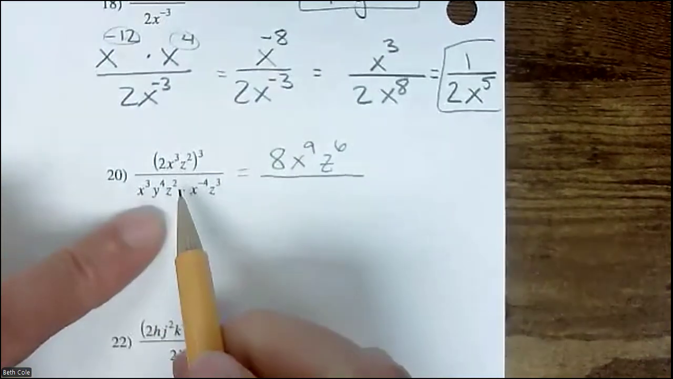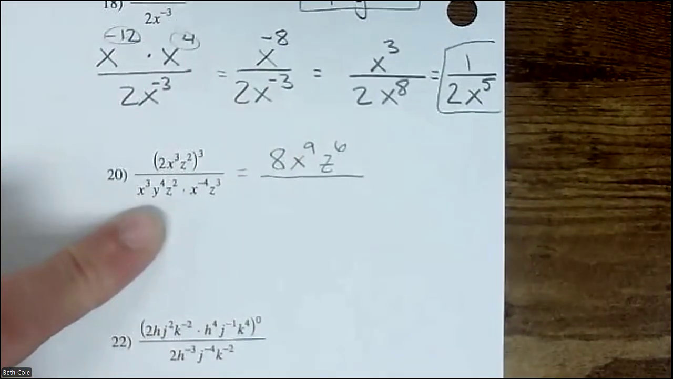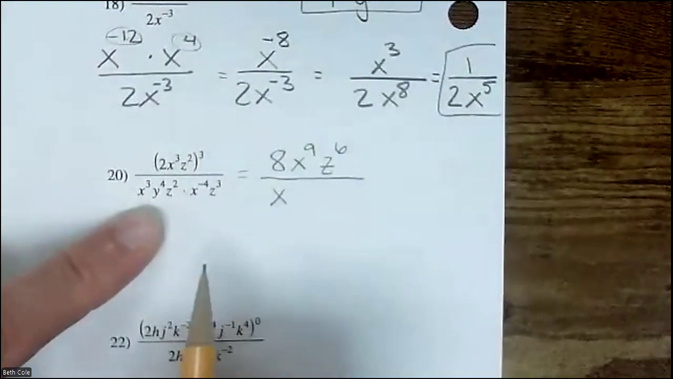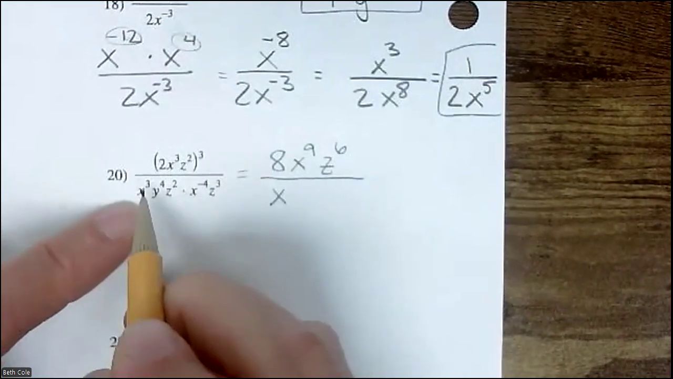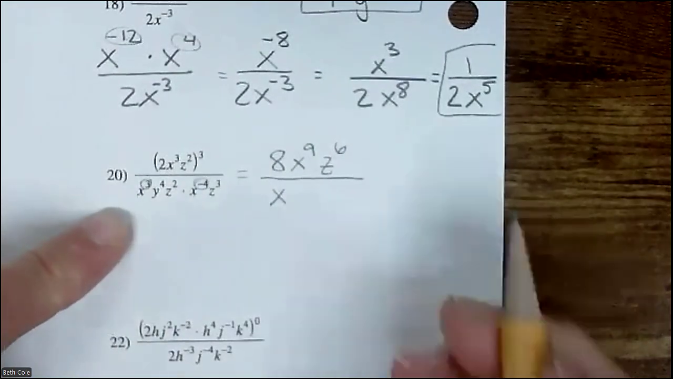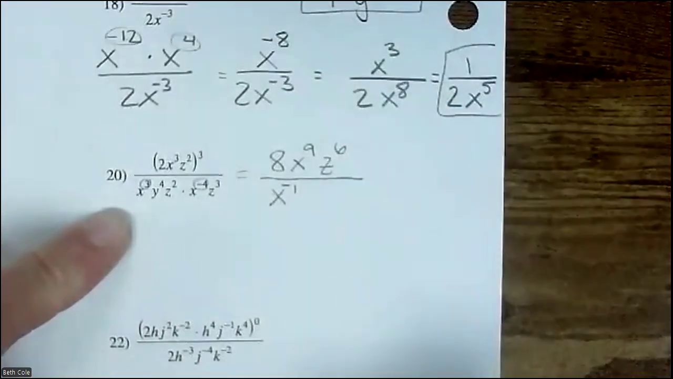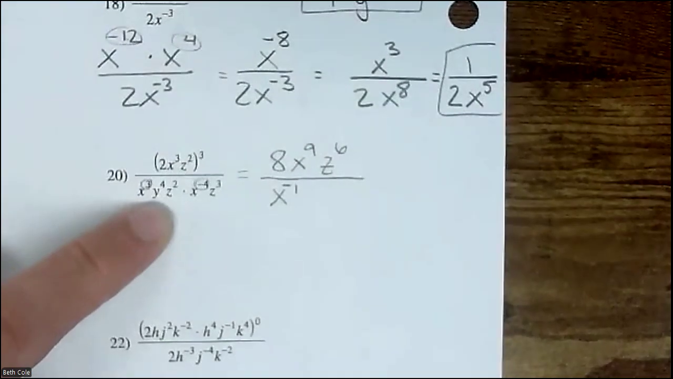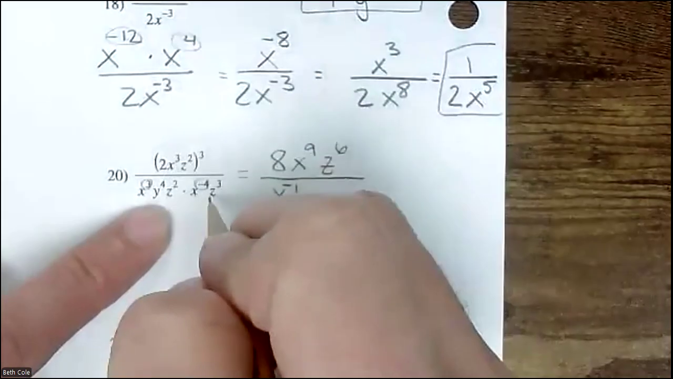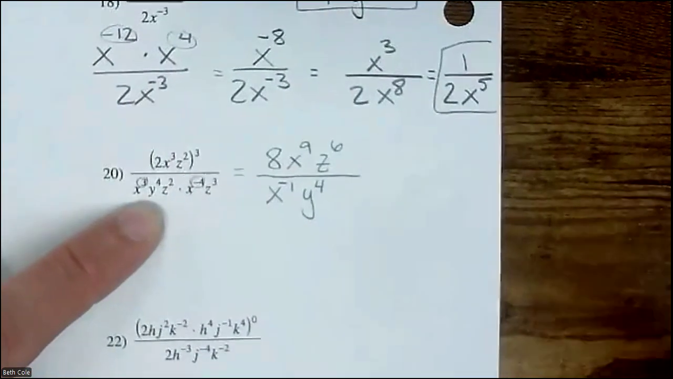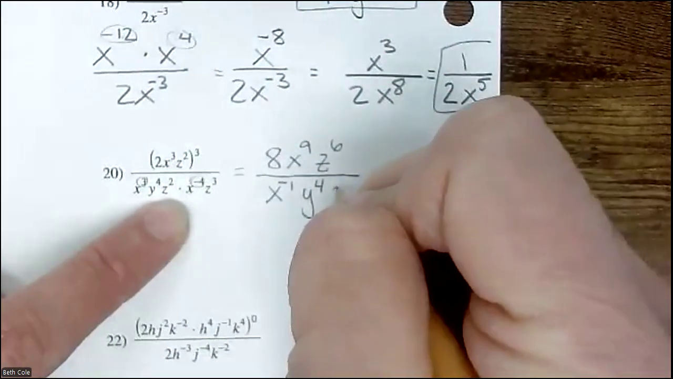All right. Down here, we are multiplying. Look behind me. Multiply means add. So for x, look at your x's. You've got 3 plus -4. -1. Good job. For y, oh, what's going on with y? I just noticed this. There is not another one, so it's just y to the 4th. That doesn't combine with anything.